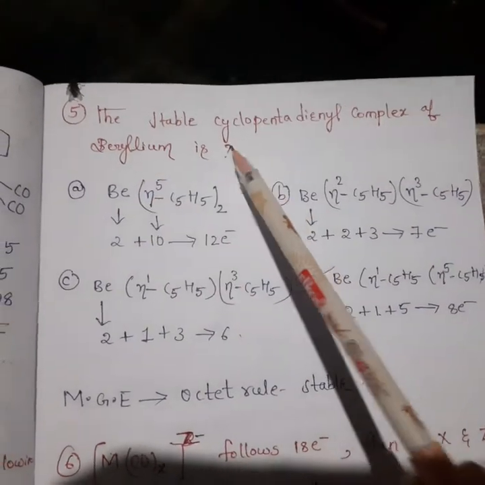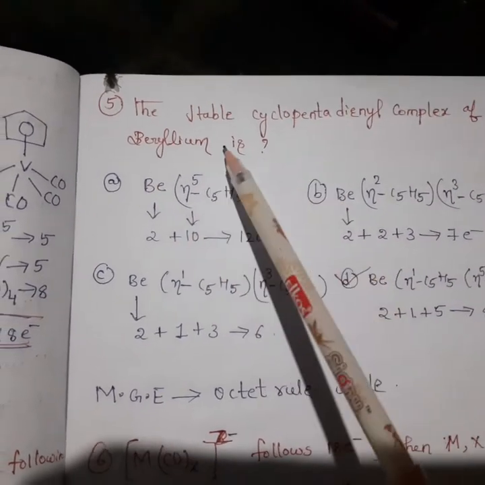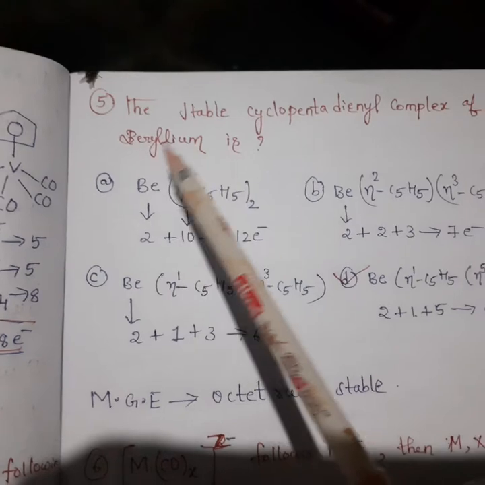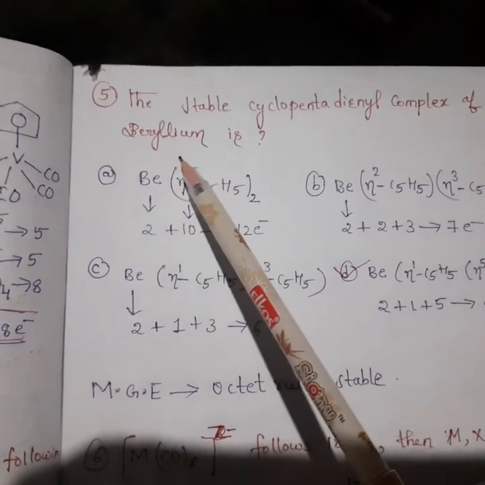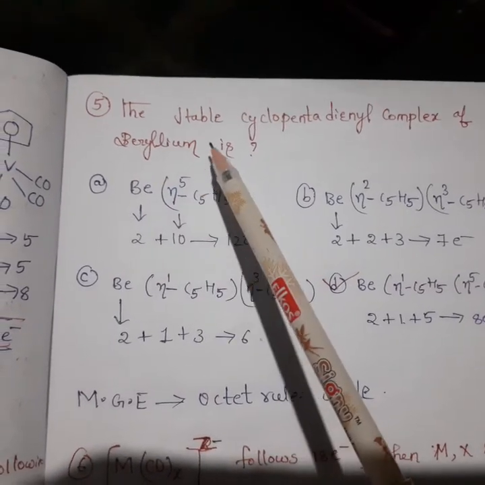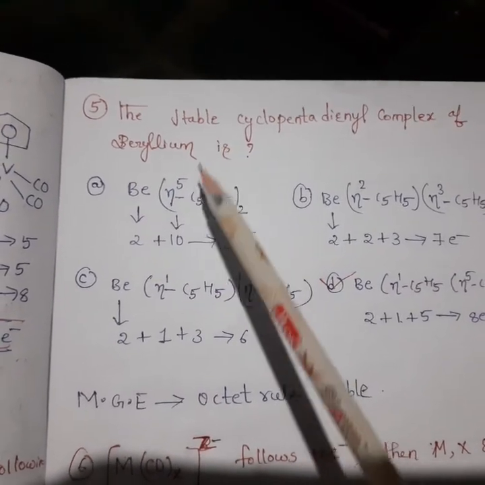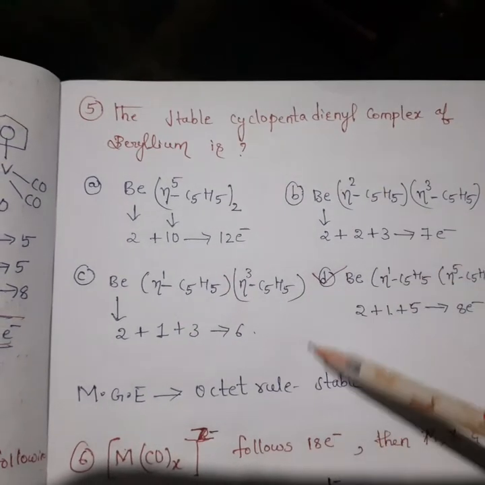The stable cyclopentadienyl complex of beryllium is. First we should look at beryllium. Beryllium is a main group element. Okay, this is not a transition element, right? So main group elements are said to be stable if they follow the octet. Okay, that we should remember. Let us look at these 4 options.